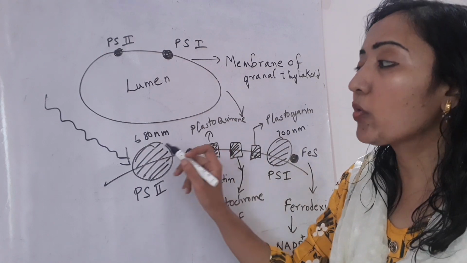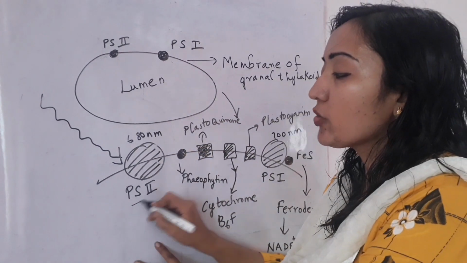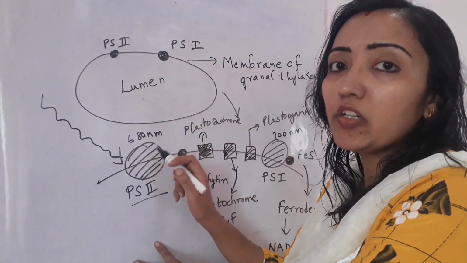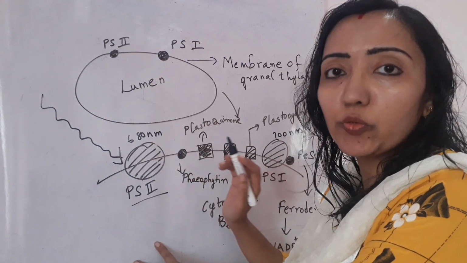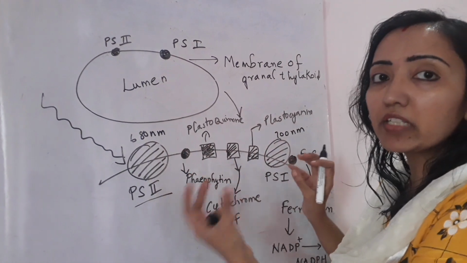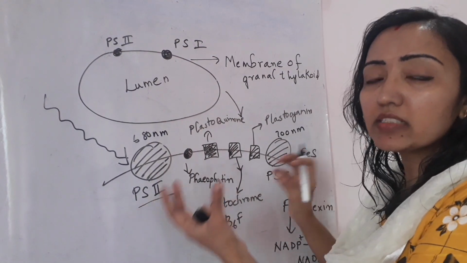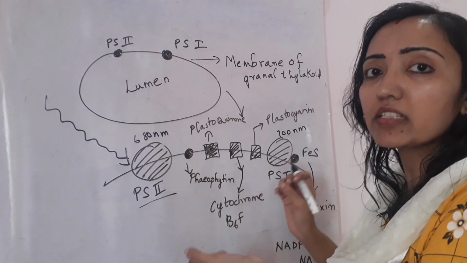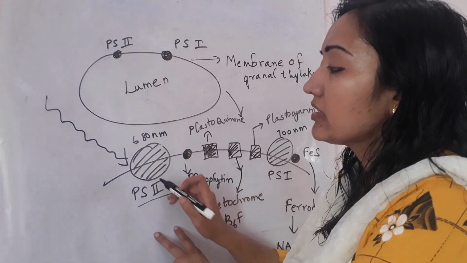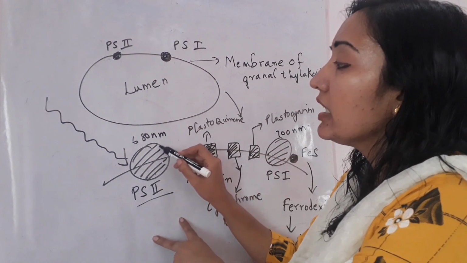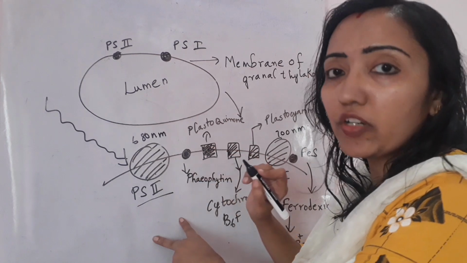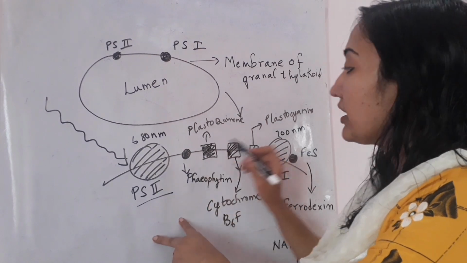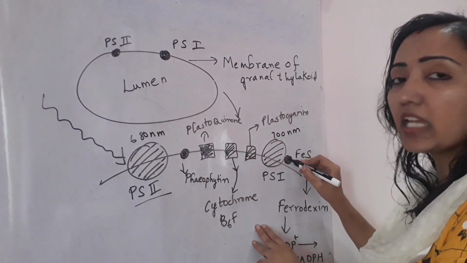If the wavelength of light is more than 680 nanometer, then PS2 will not work. The wavelength should be less than or equal to 680 nanometer, then only PS2 will work. Both photosystems become active and the electron is excited. Either the electron is given back to the photosystem, or, if not, it is accepted by the primary electron acceptor. The primary electron acceptor of PS2 is pheophytin, and that of PS1 is FeS.